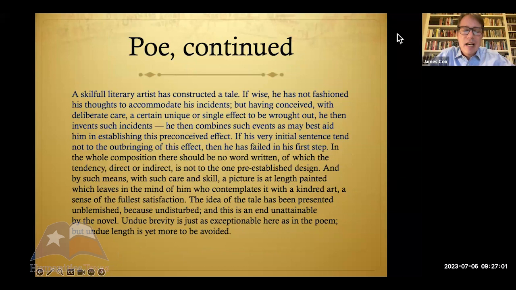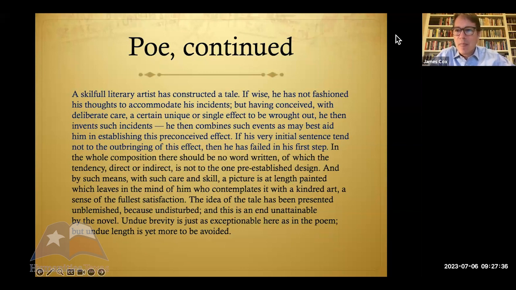He says, a skillful literary artist has constructed a tale. If wise, he has not fashioned his thoughts to accommodate his incidents, but having conceived with deliberate care a certain unique or single effect to be wrought out, he then invents such incidents. He then combines such events as may best aid him in establishing this preconceived effect. If his very initial sentence tend not to the outbringing of this effect, then he has failed in his first step.